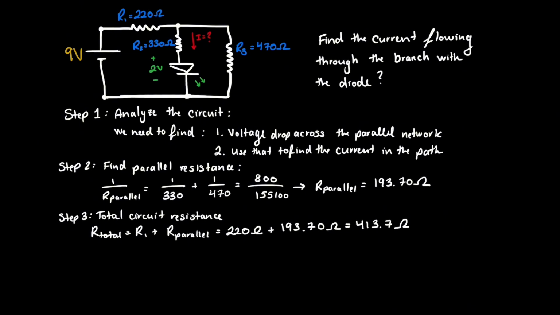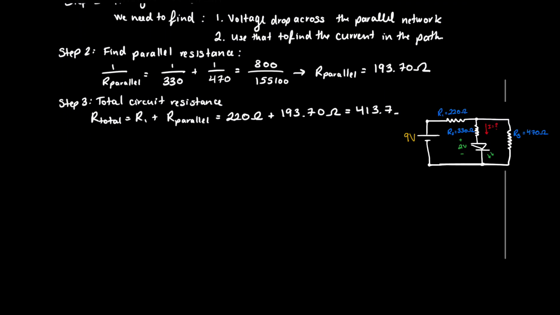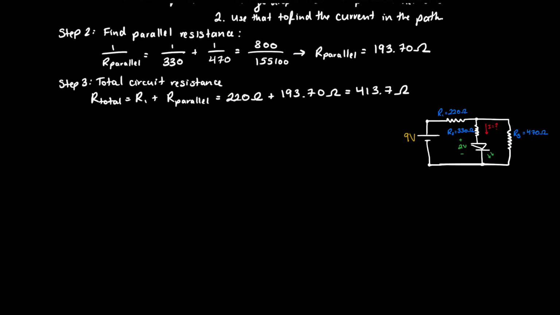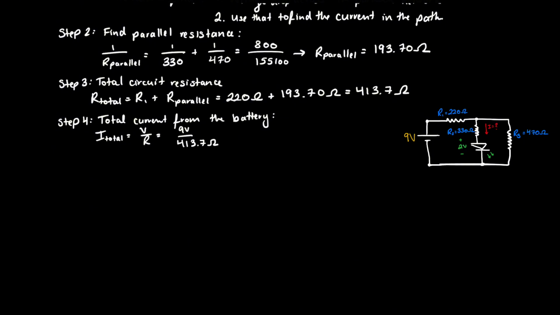Now that we know the total resistance, we can calculate the total current coming out of the battery using Ohm's law. I equals V divided by R. We have 9 volts from the battery and 413.7 ohms of total resistance. So I equals 9 over 413.7 equaling 21.75 milliamps. This is the total current flowing from the battery before it splits into the two branches.